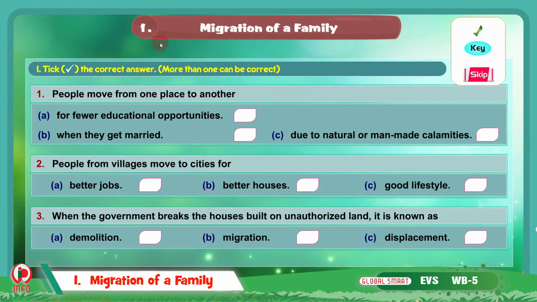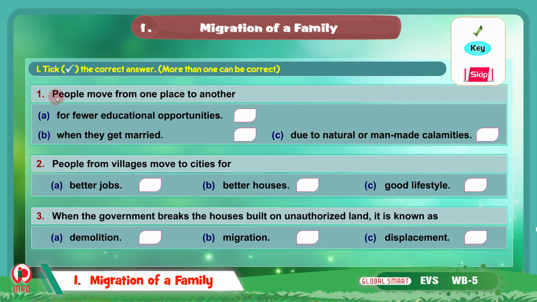Today we will do the workbook part from our EVS subject. And now we will start with the first lesson, migration of a family. In the workbook, the first bit here is tick the correct answer. More than one can be correct.